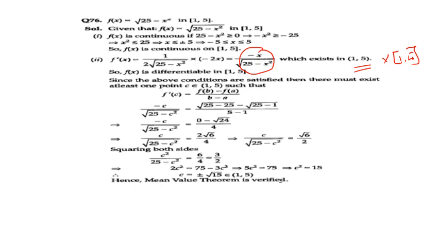Since the above conditions are satisfied, we can say f dash c is equal to f of b minus f of a by b minus a. So minus c by root of 25 minus c squared is equal to, you are getting what, root 6 by 2. So c squared is equal to 15, c is equal to plus or minus root 15. You take only plus root 15. So c is equal to plus root 15. Root 15 belongs to the open interval 1, 5. Hence Lagrange's mean value theorem is verified.